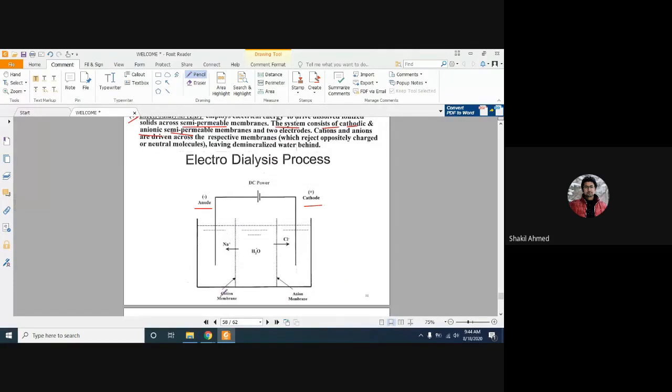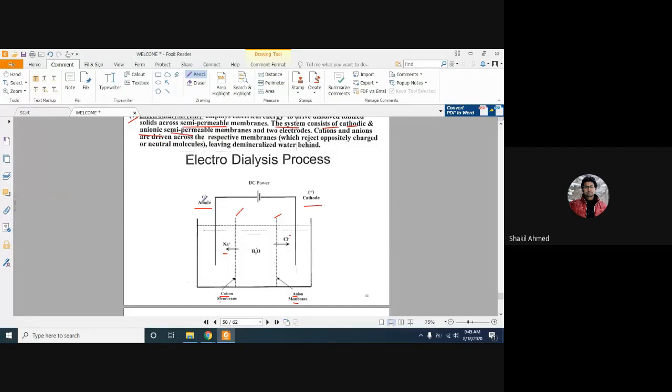You see, this is a cation membrane and this is an anion membrane. That means this membrane allows only the cations to pass, and this is an anion membrane. This membrane only allows anions, negative charge, to pass through. In contrast, this cation membrane only allows positive charge, that means cations, to pass through.